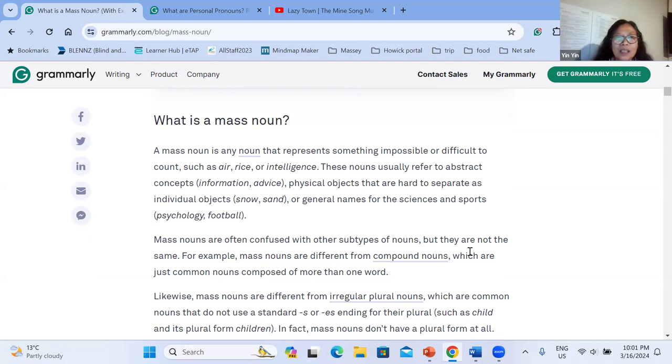These nouns usually refer to abstract concepts like information, advice, that kind of thing. Physical objects that are hard to separate into individual objects, like snow, sand. Also general names of scientific subjects and sports, like psychology, football.